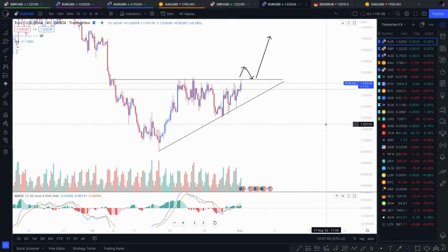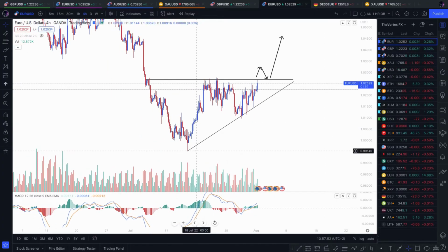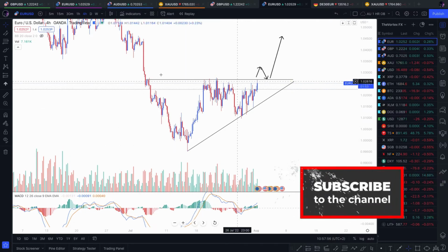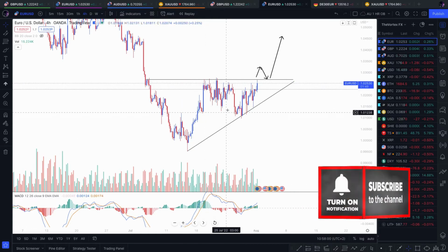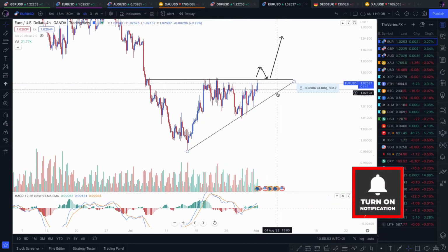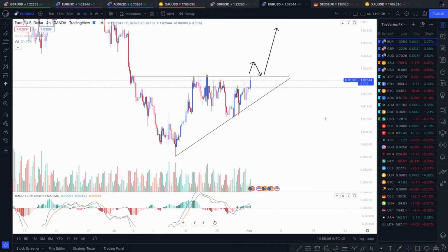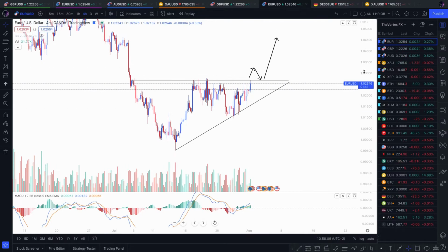All right, so what we are noticing on the 4-hour time frame is price bouncing between this ascending trend line and this line of resistance up above. We can see that price is squeezing tighter and tighter. So we would be looking for a breakout and a retest of this pattern, either to the upside or to the downside.